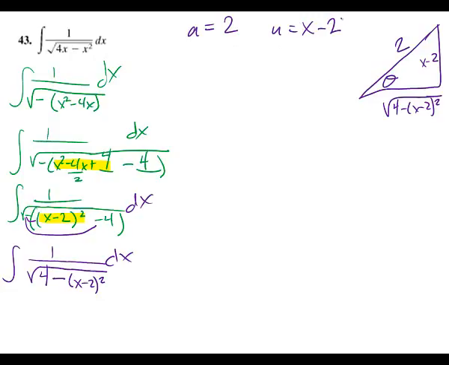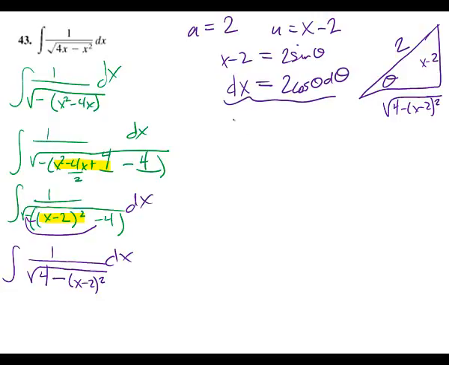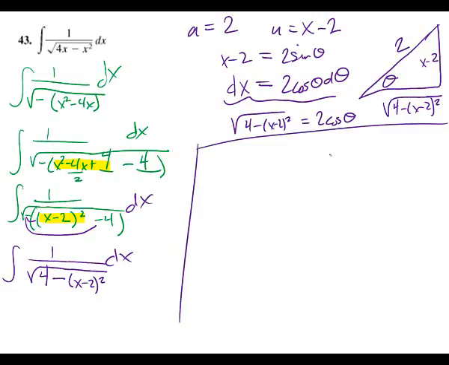Alright, so I've got the u is going to be x minus 2. What's going to go on the other side of that equation? Good. And then we have to take its derivative. The derivative of x minus 2 is dx. What's the derivative of 2 sine theta? 2 cosine theta d theta. Alright, and then we've got our radical equation is going to equal what? 2 cosine theta.